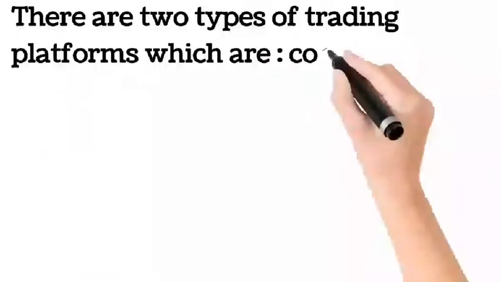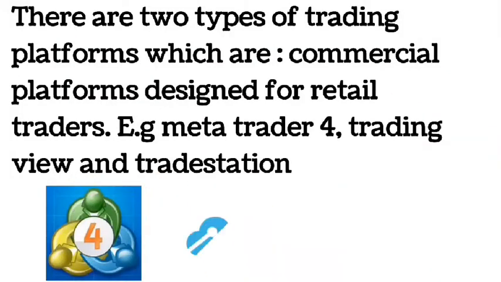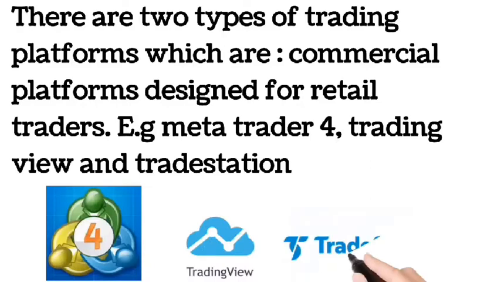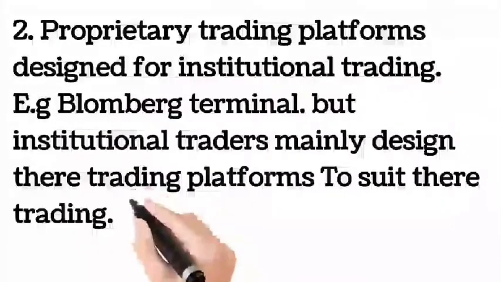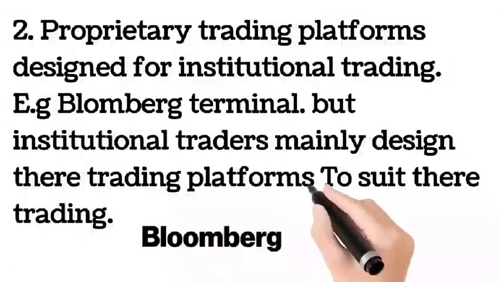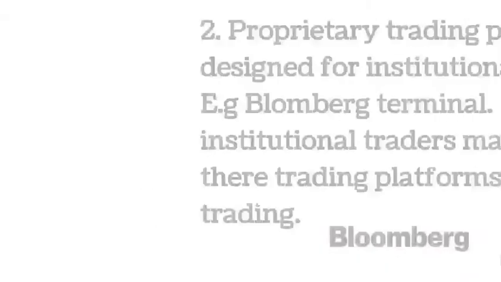There are two types of trading platforms. One, commercial platforms designed for retail traders, for example MetaTrader 4, TradingView, and TradeStation. Two, proprietary trading platforms designed for institutional trading, for example Bloomberg Terminal. But institutional traders mainly design their trading platforms to suit their trading.